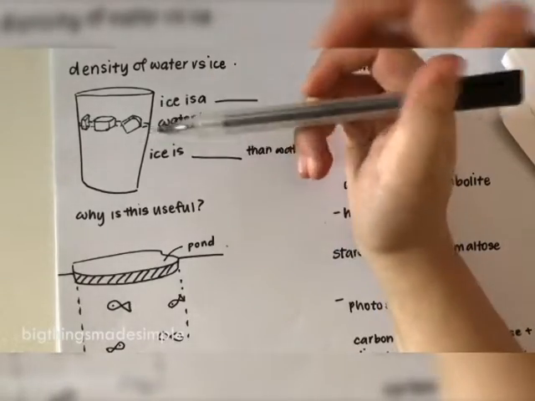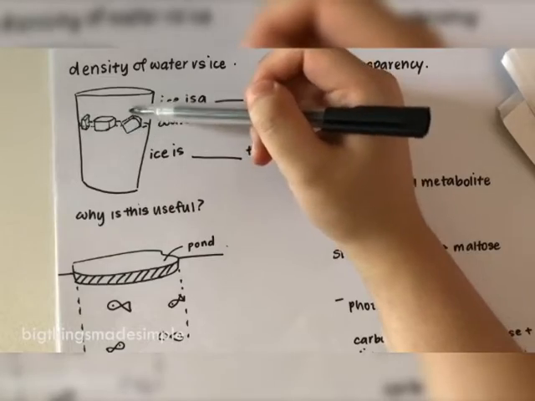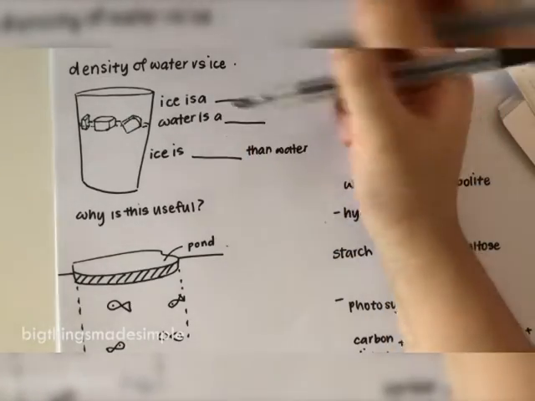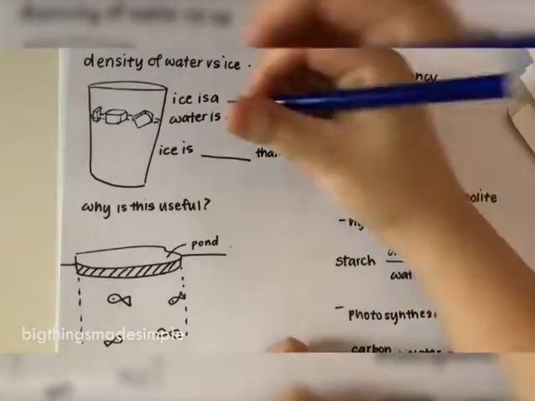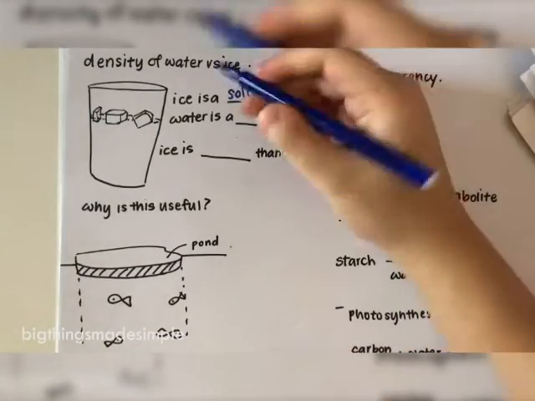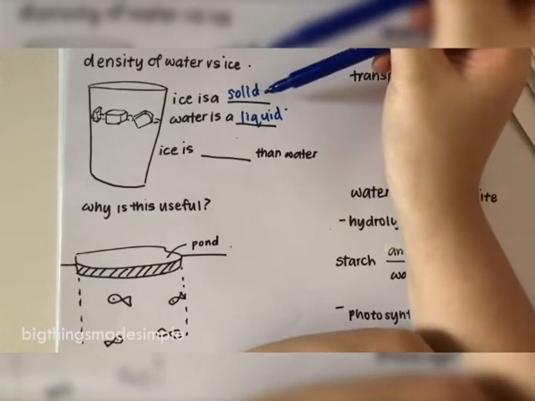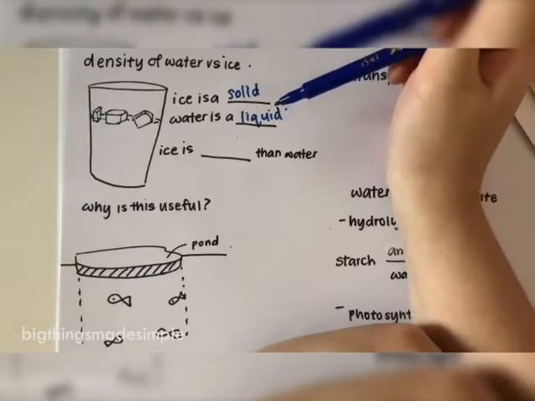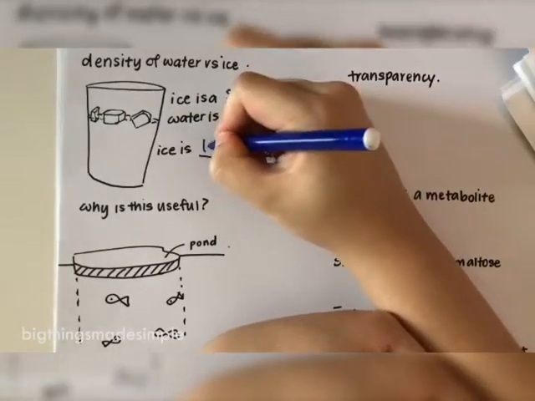So if you've ever had a cup of cold water with ice in it, you'll notice that the ice floats on top of the water. Now we must know that ice is a solid and water is a liquid. Usually solids are denser than liquids, but here we see ice floating on top of water. So this means the ice is less dense than water.